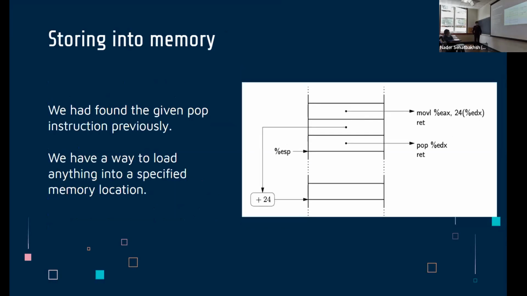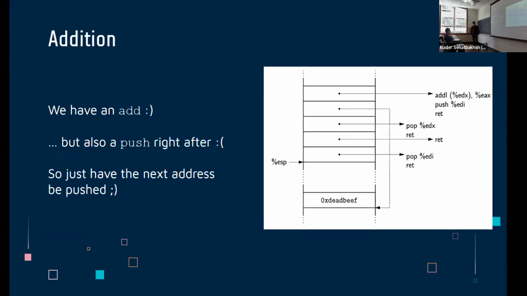Storing into memory, we have this gadget and this gadget. So basically it's the opposite of the previous one. We can move whatever we want from EAX into memory over here. And obviously we can pop this value like a constant into this register. We need a displacement of 24 because of course we don't have a straightforward instruction. We do have a gadget for this though. And then we can move whatever value we want from EAX, and we know how to do that.